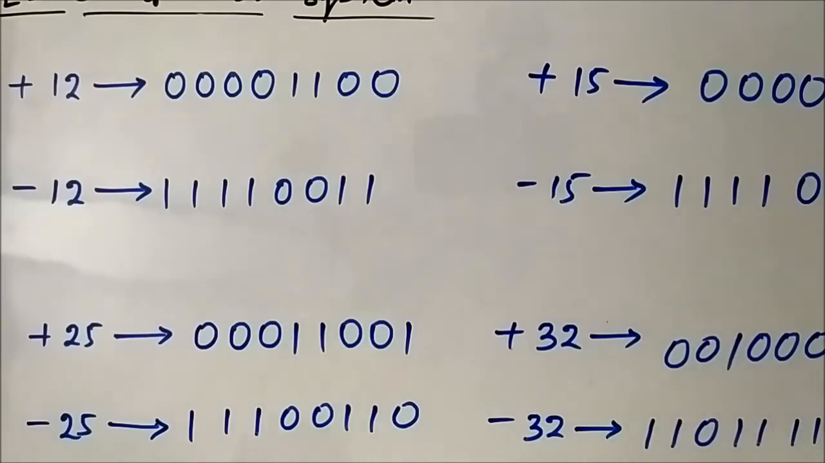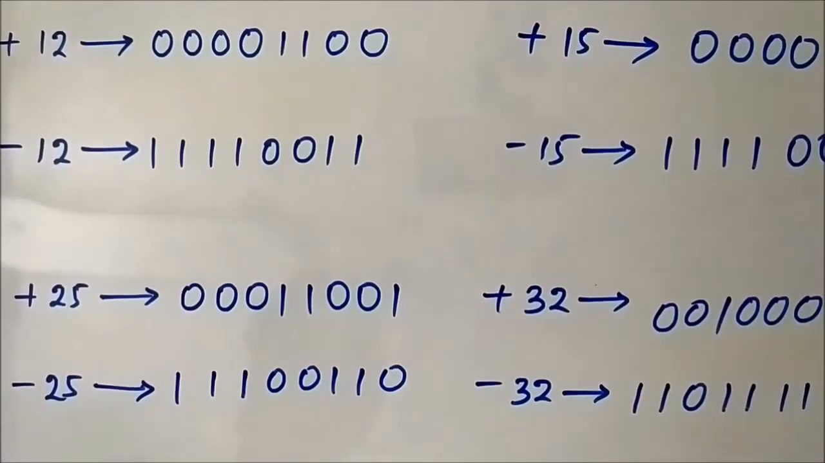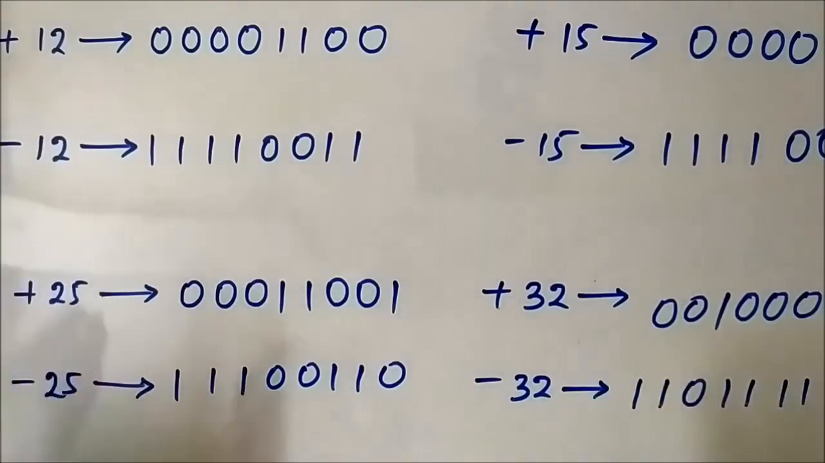So here we have discussed the 1's complement method of representation of signed binary numbers, that is, negative integers. In my next video, we'll be discussing the 2's complement method of representing signed numbers.